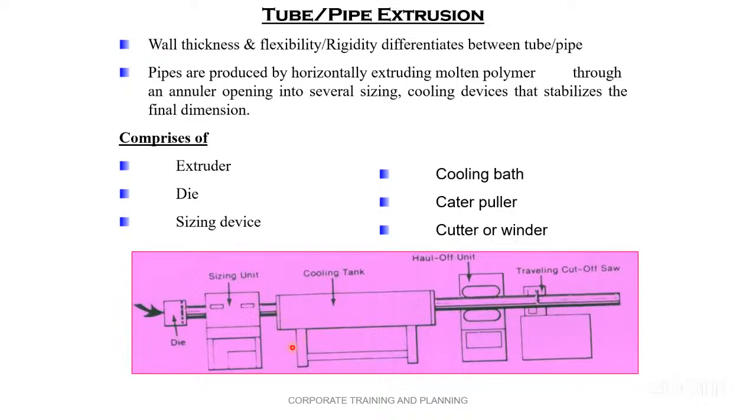If you start the cooling here only, what will happen? The pipe will try to shrink here maximum. Therefore, the water may come from this side or from this side, and it will go like this. Even we are spraying water from the top side. So the length of the cooling tank depends upon the material, their structure of the material.